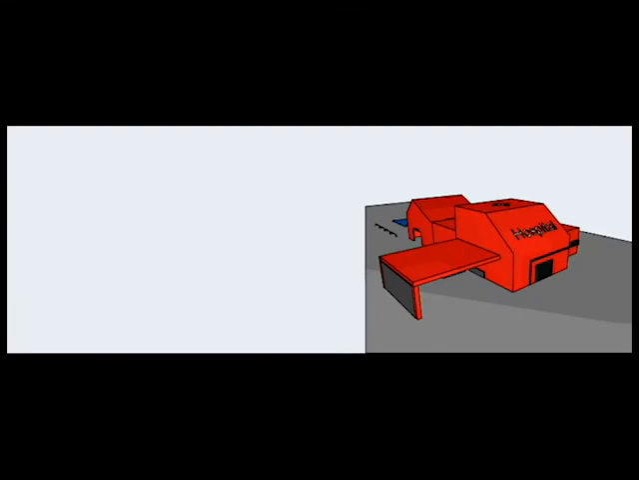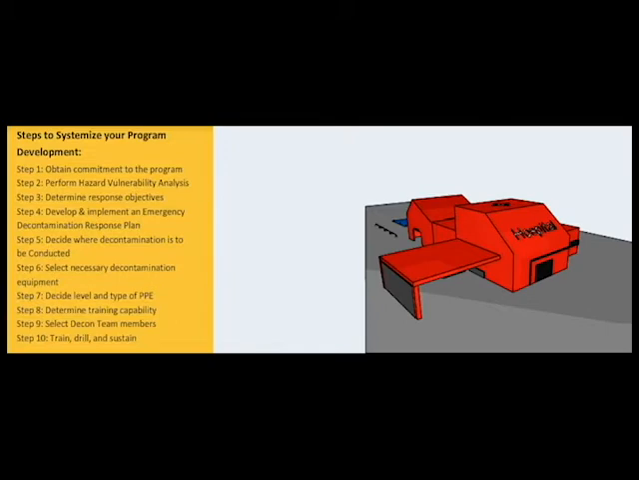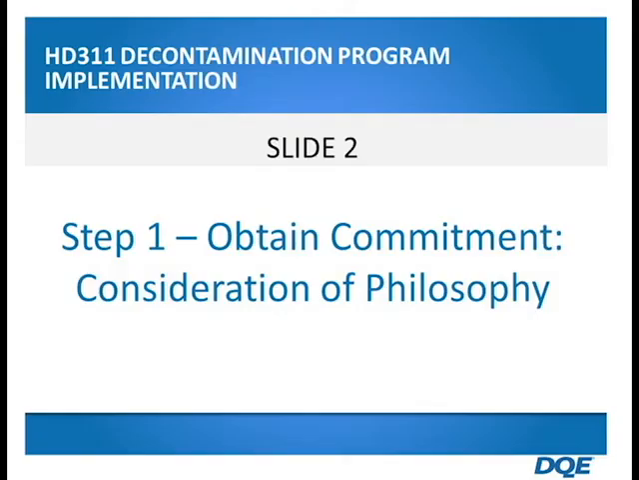This decontamination program implementation course is designed to help you understand how to plan, create, and sustain a decontamination program. It is divided into 10 individual steps that will help to systemize your program development. These steps begin with a consideration of philosophy and end with ways to help train your decontamination team and sustain your program over time.